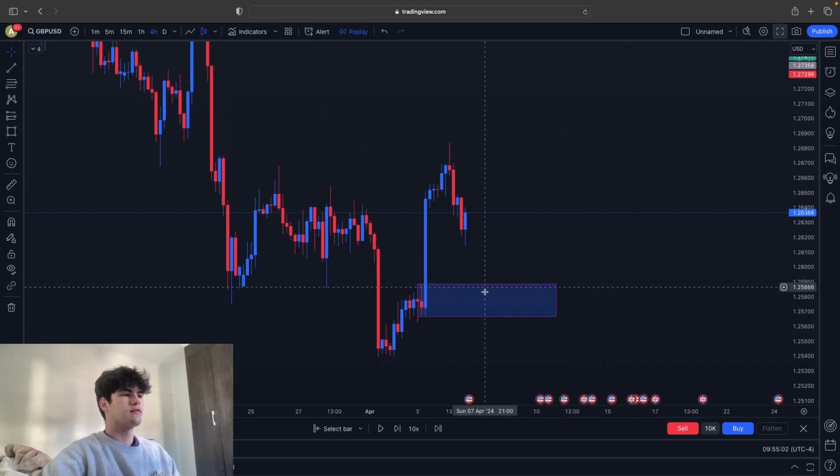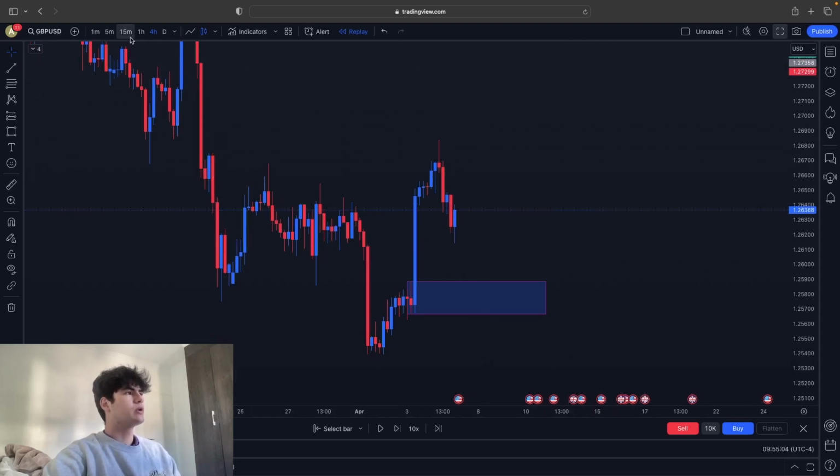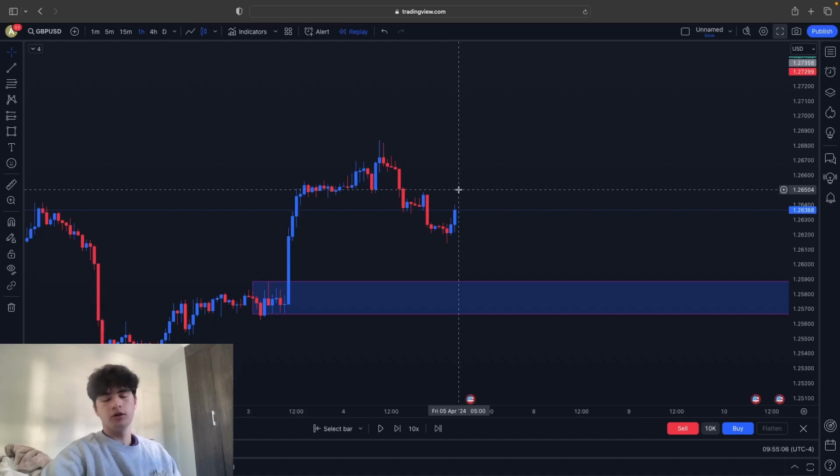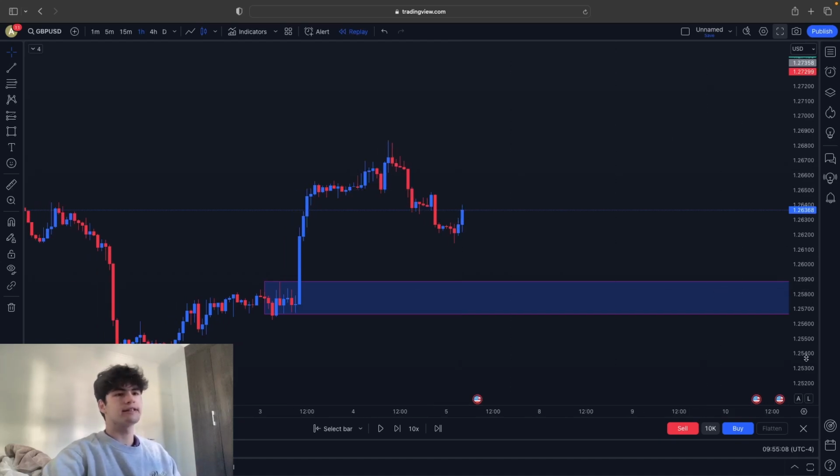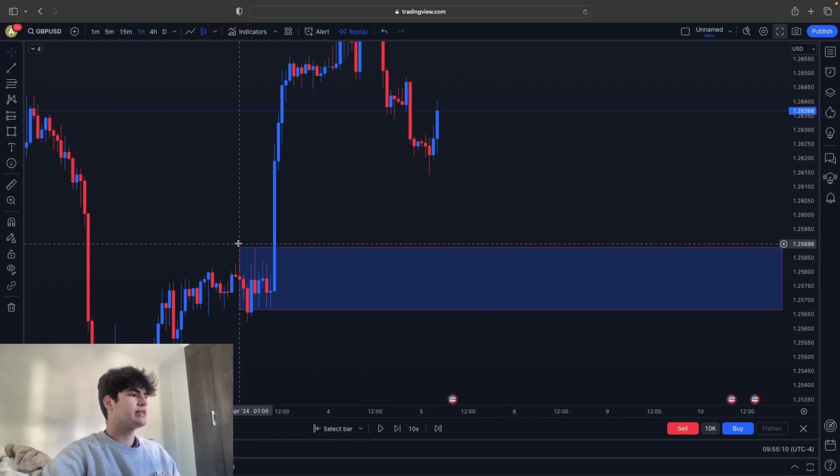So this right here is a 4-hour demand, and now we're going to drop to the 1 hour and look for a 1 hour demand inside of the 4 hours. As you can see, that is our 4-hour box, and we have a 1 hour demand inside it as well.